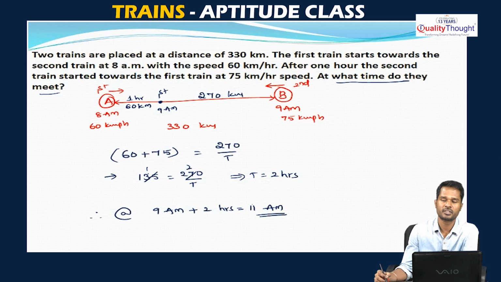See here, the first train crossed 60 kilometers in 1 hour. So out of 330, the first train itself completed 60 kilometers. So still 270 kilometers is there. As both the trains are moving in the opposite direction, add the values, 60 plus 75 is 135 is equal to 270, the distance by time. 135 ones are 135, 135 twos are 270. So it is t is equal to 2 hours. So the second train started at 9 a.m., after 2 hours they met. So 9 a.m. plus 2 hours, that is at 11 a.m. they will meet each other.